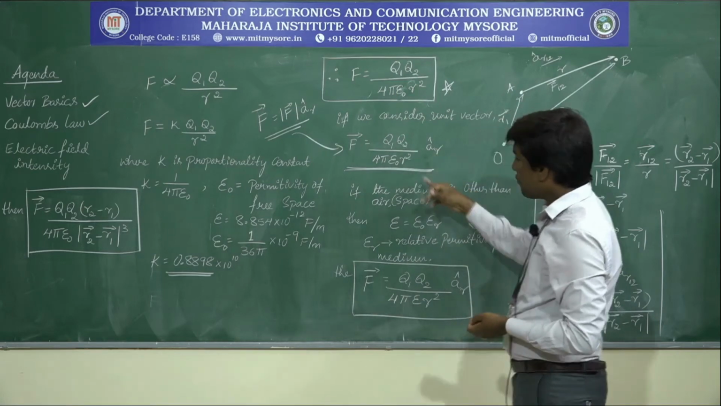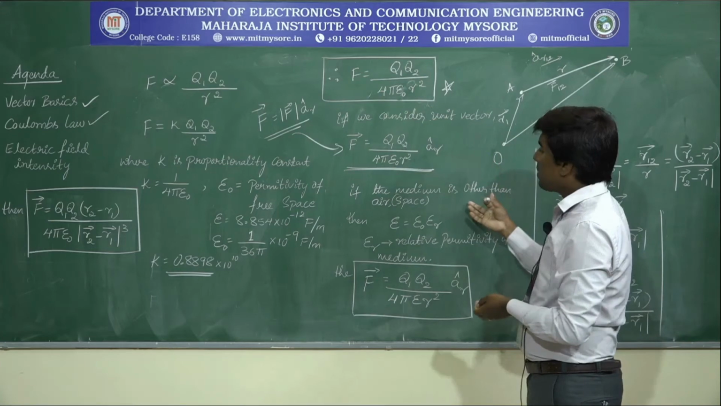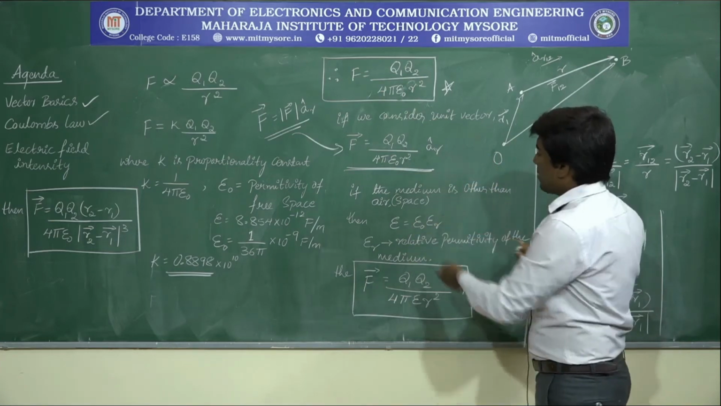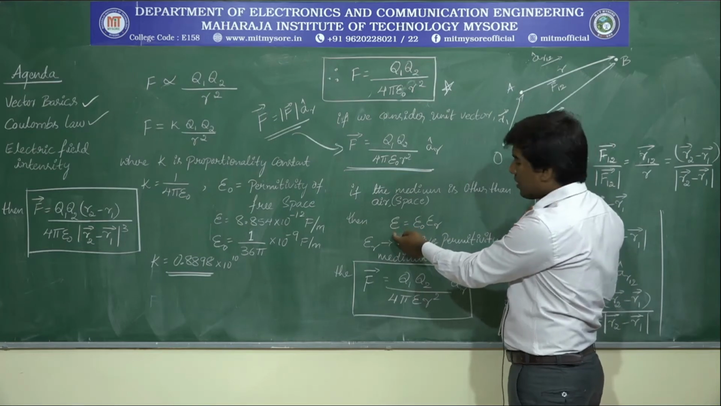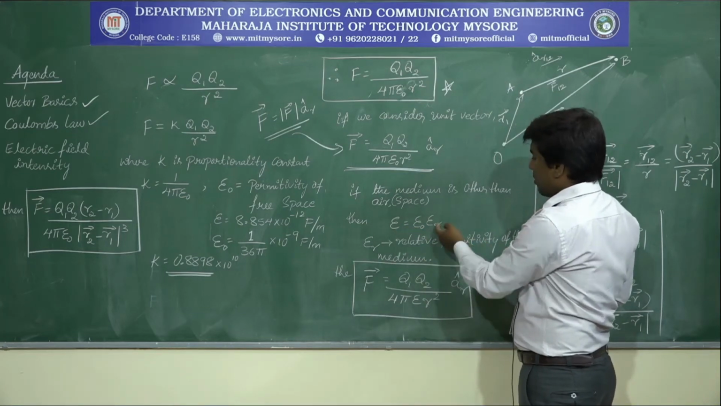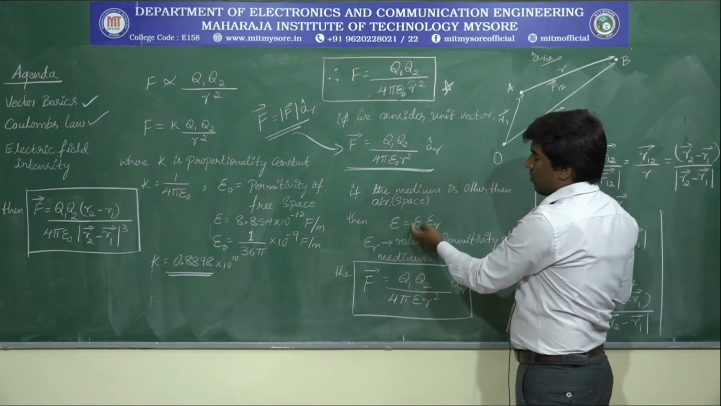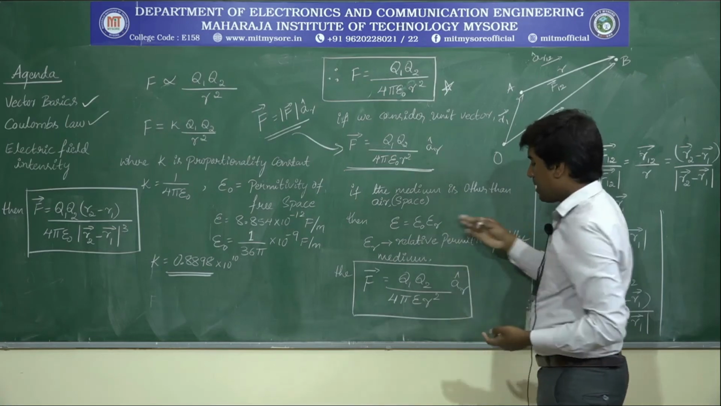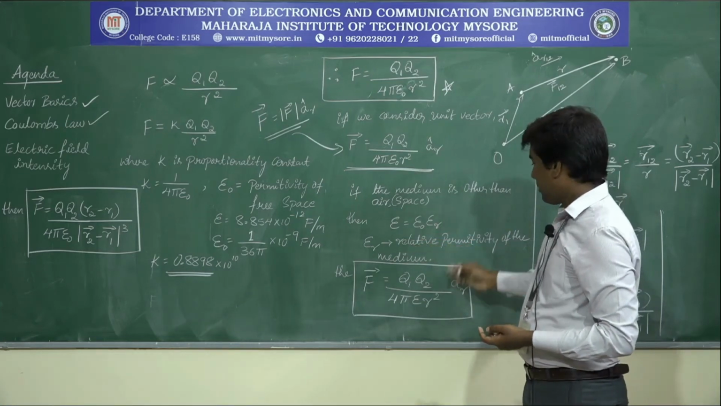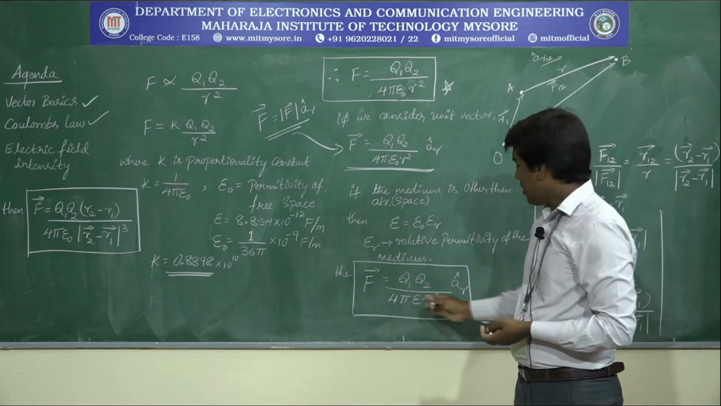If the medium between the charges Q1 and Q2 is other than air or free space, then the permittivity changes to epsilon, where epsilon r is the relative permittivity of the medium, and epsilon is given by the product of epsilon naught and epsilon r. Substituting this relative permittivity into the equation, Coulomb's law alters like this.